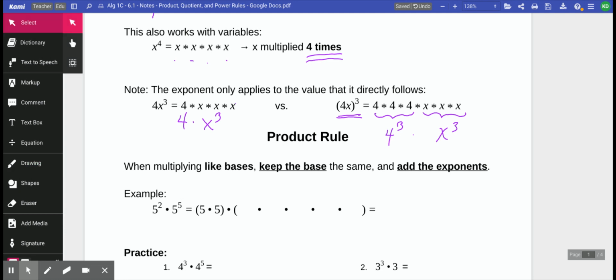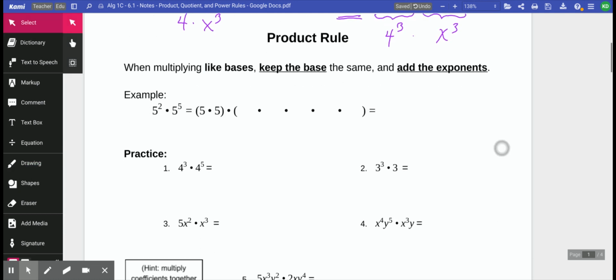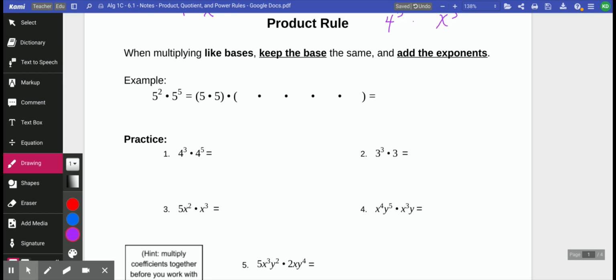So now we're going to get into our first rule, which is the product rule. Product, as you know, means multiplying. So we're going to be multiplying our bases. When we are multiplying like bases, we're going to keep the base the same and add the exponents, and we're going to see why in our first example.